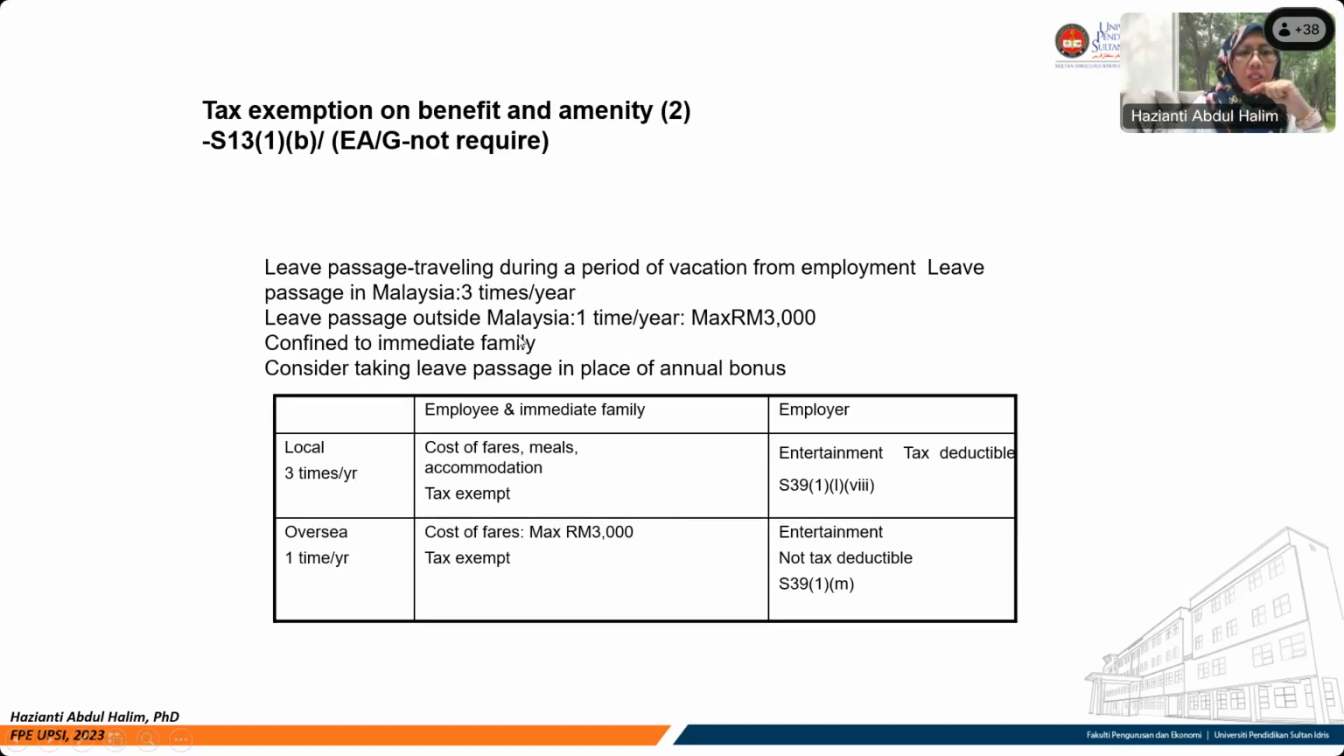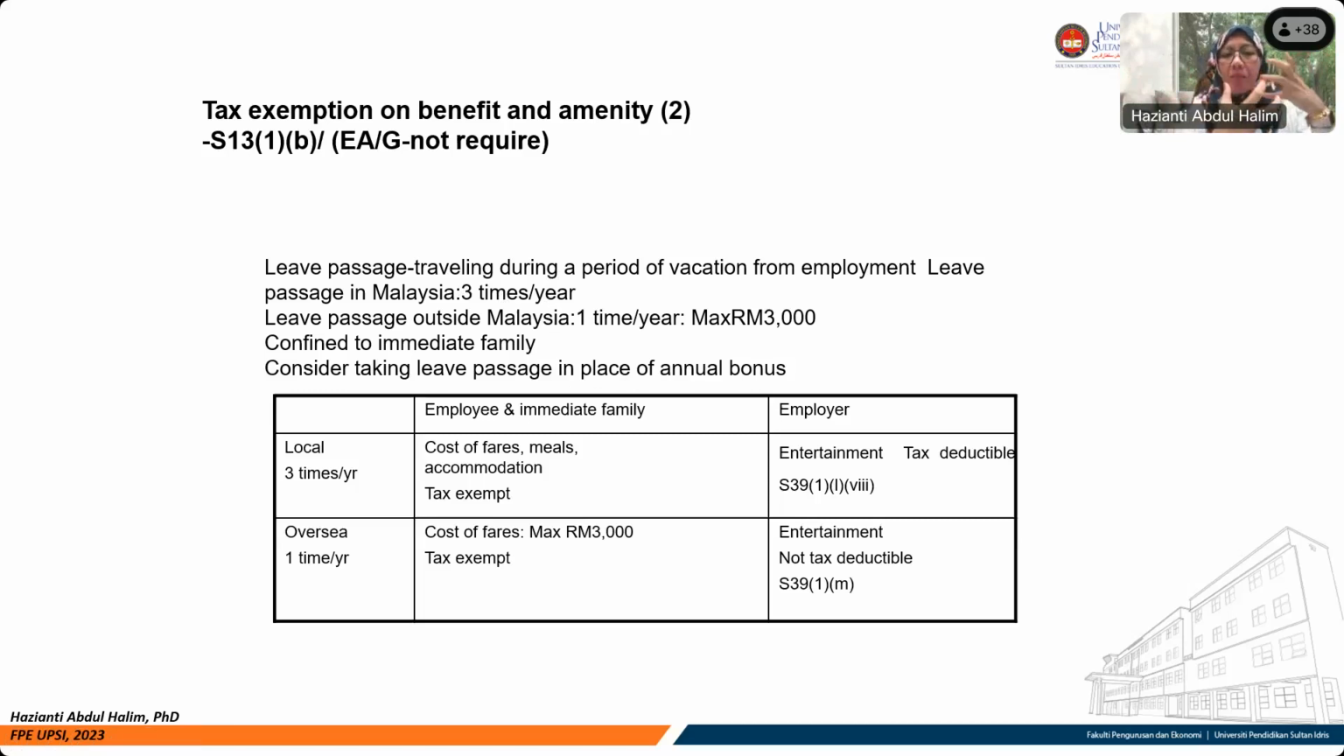Ini tadi kita dah tengok leave passage. So this is the strategy kalau you baca dekat sini. Since you will be exempted for leave passage in Malaysia 3 times and outside Malaysia 1 time. Well, even though it is confined to immediate family, that is totally fine. So maybe you want to consider taking leave passage in place of annual bonus. Remember kalau tadi pergi jalan-jalan dekat Malaysia 3 kali boleh jalan, company bayar semua, you do not have to pay tax. If let's say you tukar, bos kata okay I nak bagi you bonus 10,000 ringgit or you nak pergi holiday 3 kali setahun, which one you want?